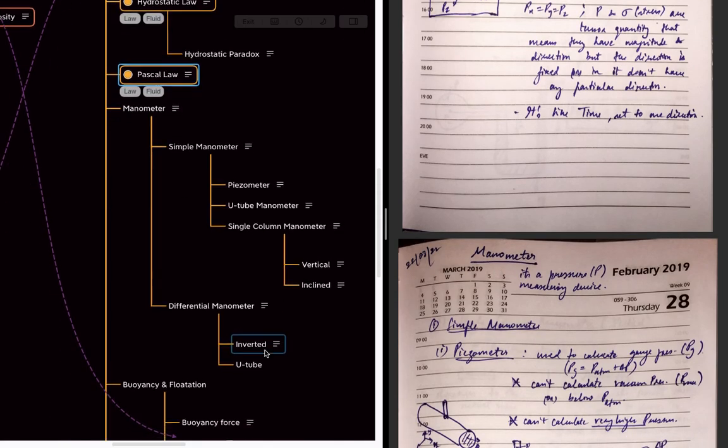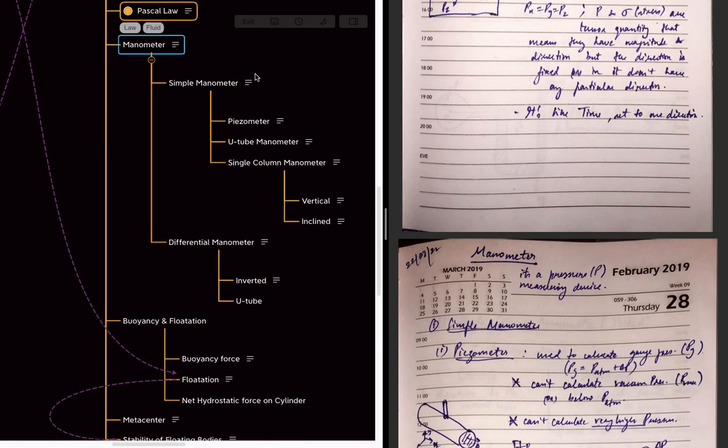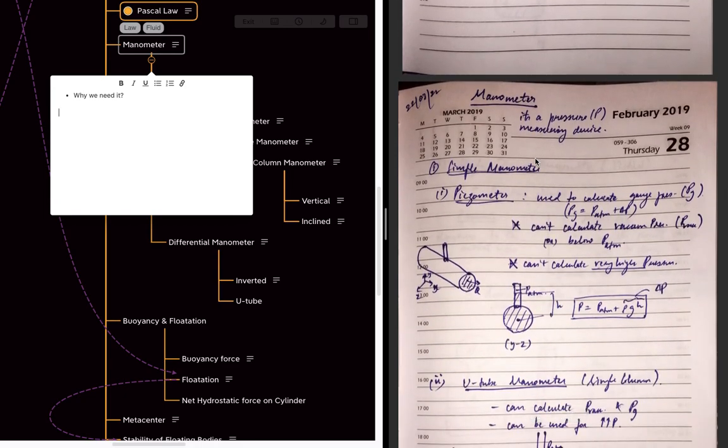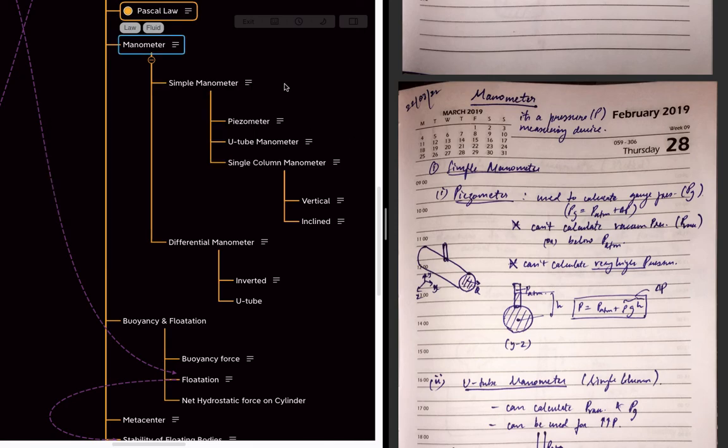So next is the manometer. What is a manometer? A manometer is basically a device to calculate the pressure inside a fluid. That is why we need it to calculate the pressure. There are basically two types of manometers: one is a simple manometer and the other is a differential manometer. In the simple manometer there are three types: piezometer, U-type manometer, and single column manometer. And then we have again two types.